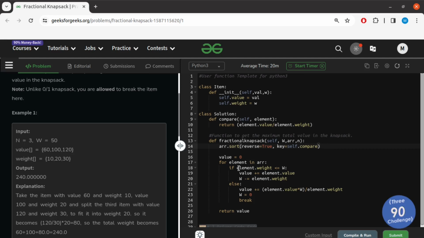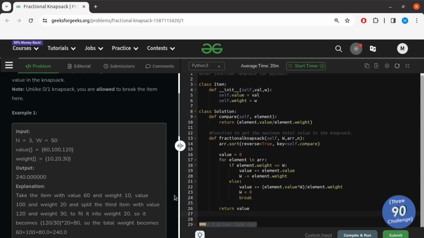So once we have sorted it, we will start consuming it. We will check whether we will be able to consume the element in its entirety. If so, then we add the value in its entirety, and the weight we will decrease by the corresponding element weight. Otherwise, I will check the fraction of the amount I'll be able to consume. And here the weight will become 0. Once the weight becomes 0, we don't really have to proceed forward, and that is why we will break. And towards the end, we are going to return value.